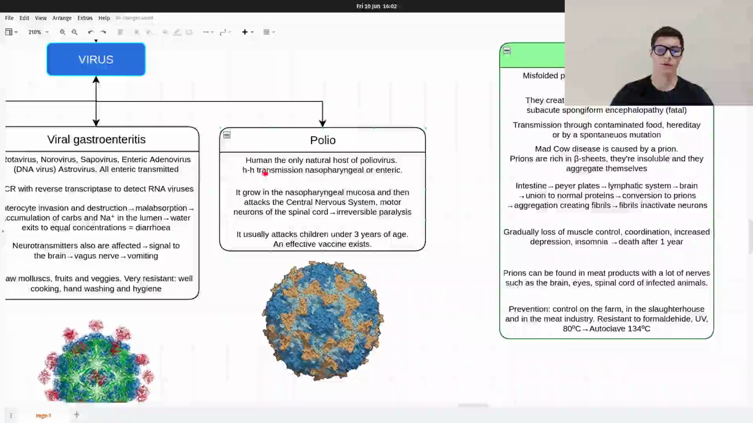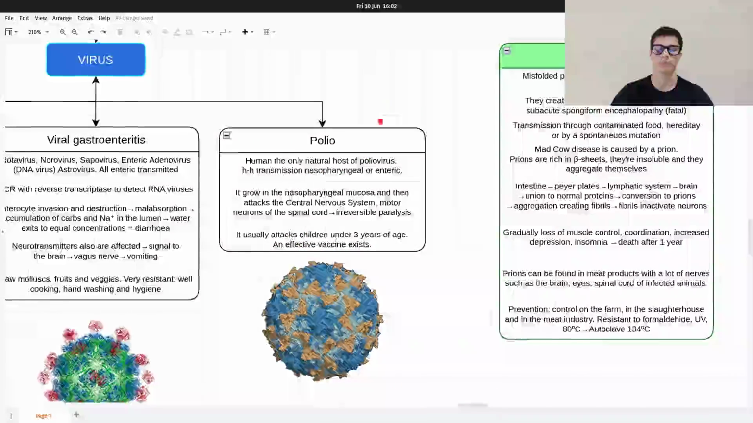And then polio: humans are the only natural host of the poliovirus. There is human-to-human transmission, nasopharyngeal or enteric. It grows in the nasopharyngeal mucosa and then attacks the central nervous system. It attacks the spinal cord, and it causes paralysis, which is irreversible. It usually attacks children under 3 years of age. Fortunately for us, we have an effective vaccine against polio.